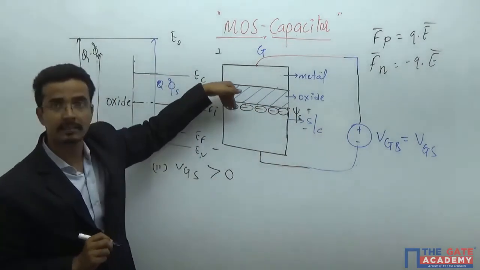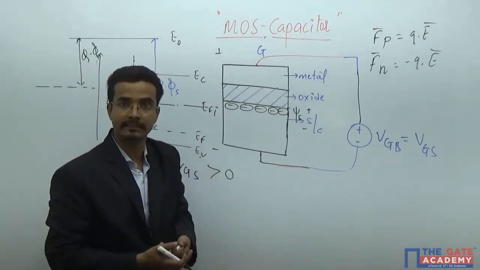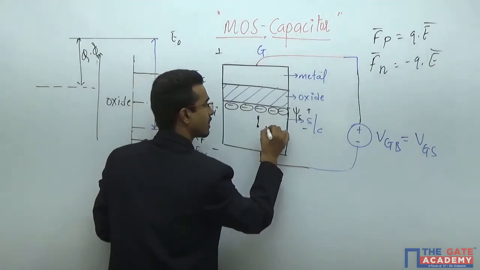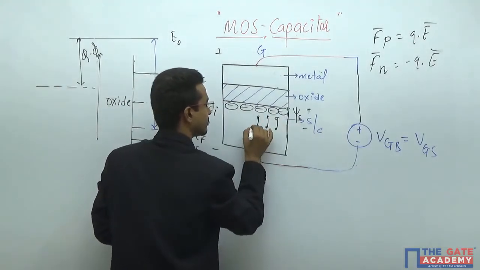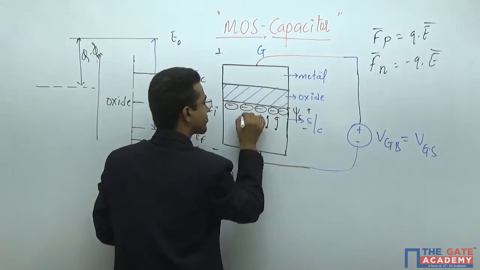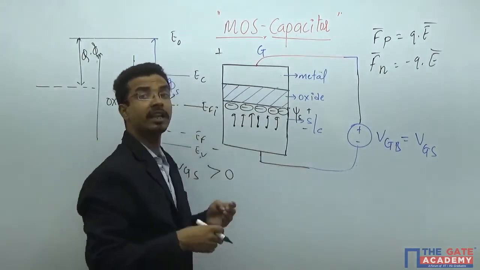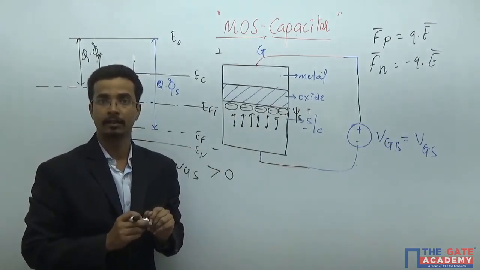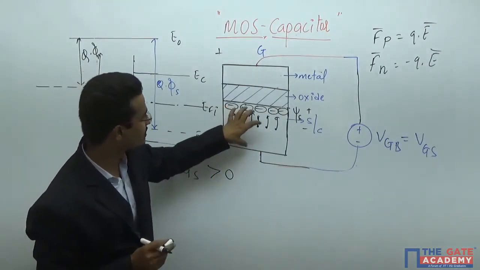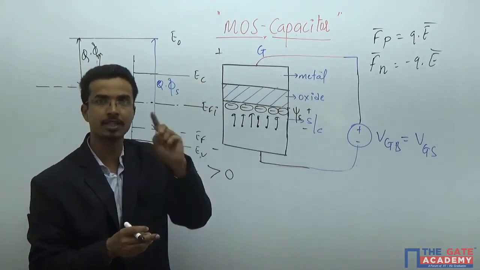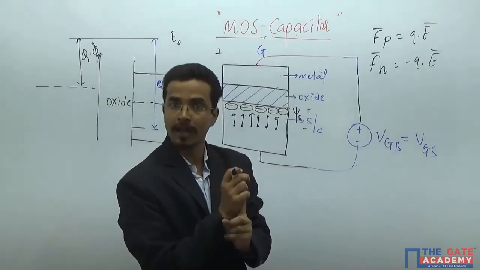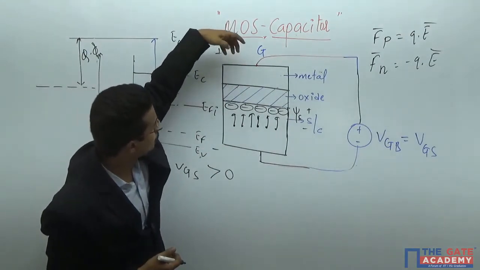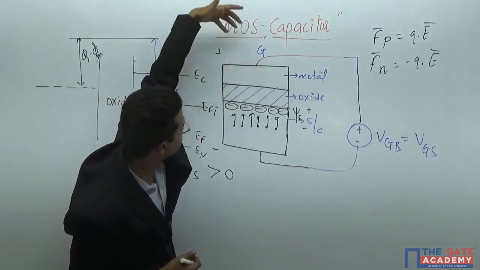These are the cations. But if you further increase this, free electrons are coming towards this. Because you know, the electric field always terminates on negative charges, whether fixed or mobile. In this particular substrate, you have two types of negative charge carriers: the first is acceptor negative ions, and the second is free electrons. So the electric field direction is downwards.